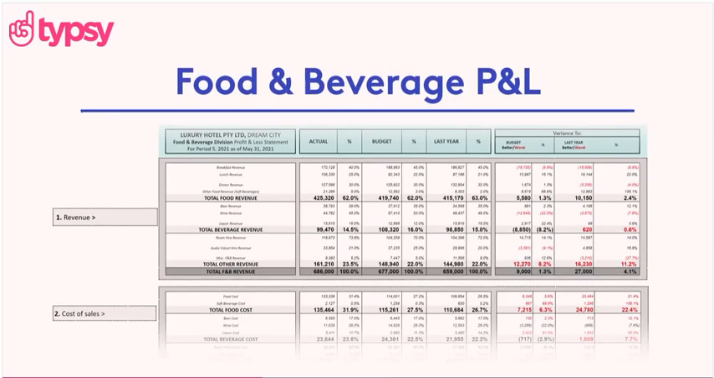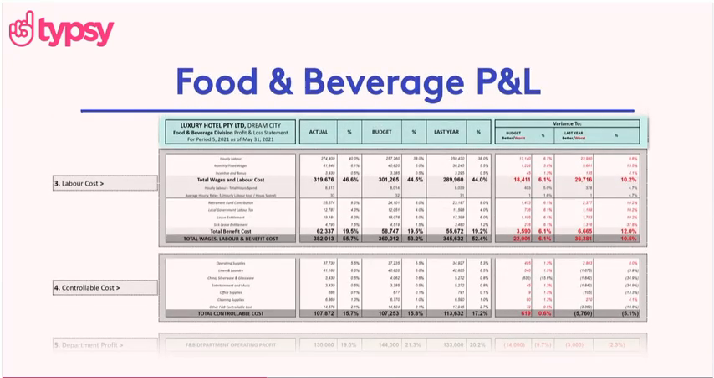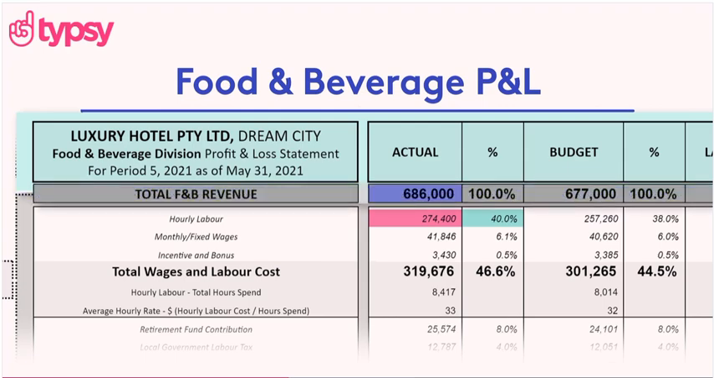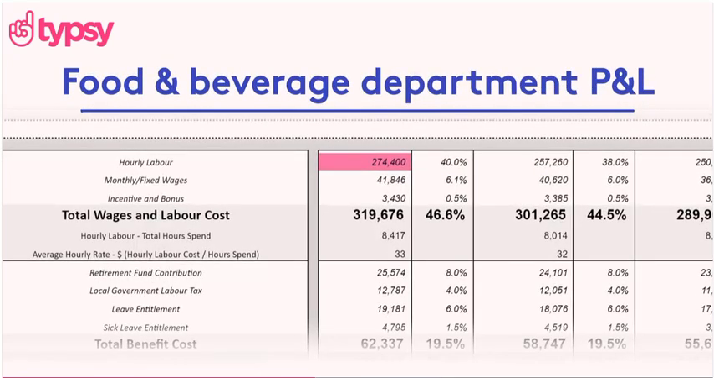Let's bring back our P&L example, this time focusing on the labor cost section of the F&B department. The P&L shows that your hourly labor cost is $274,400, which is 40% of $686,000, the total food and beverage revenue for the month. Another way to explain this would be you are spending $40 on wages for every $100 revenue earned. Now, let's assume our labor budget is $257,260.